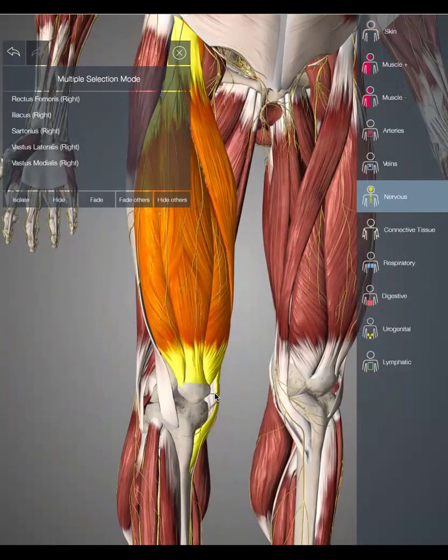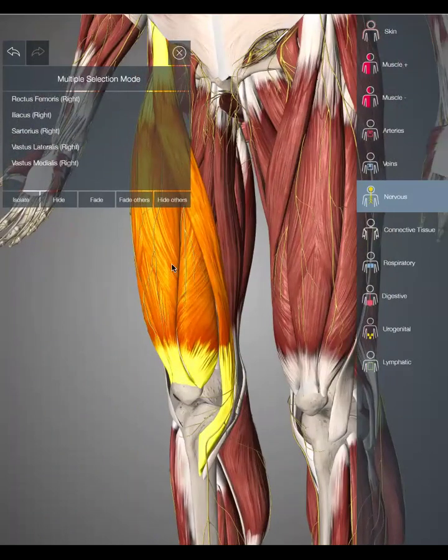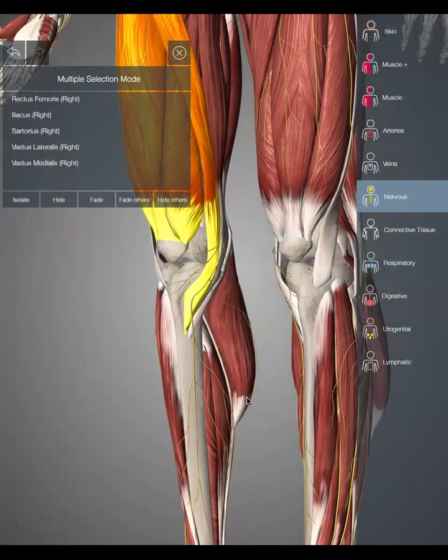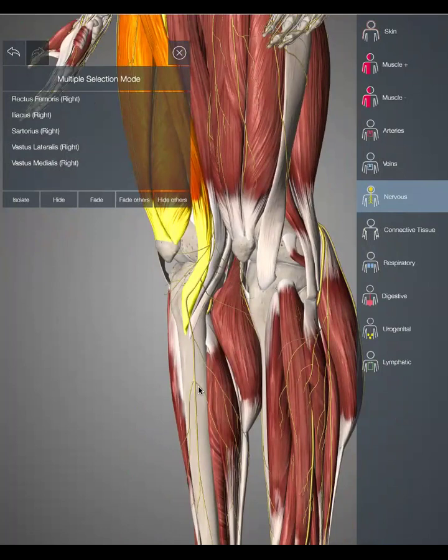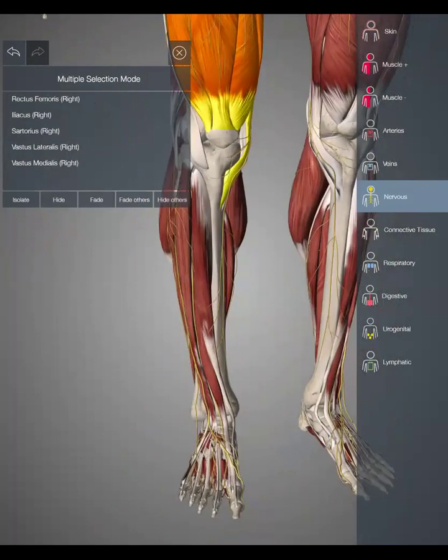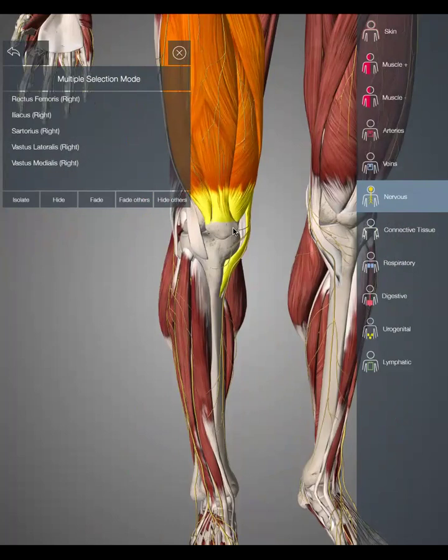The sensory function supplies cutaneous branch to the anteromedial thigh. Here, anteromedial thigh. And medial side of the leg and foot. You can see that the nerve goes down. It will supply sensory innervation to the skin of the medial leg and the foot. So that's the general function. Once again, cutaneous innervation: the anteromedial thigh, medial leg, and foot.